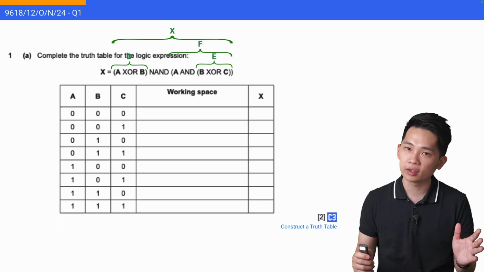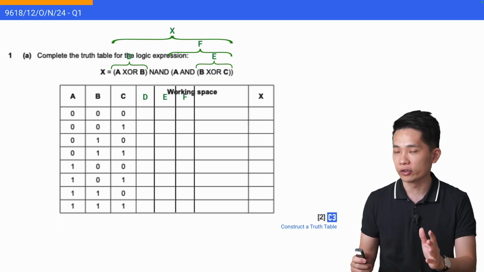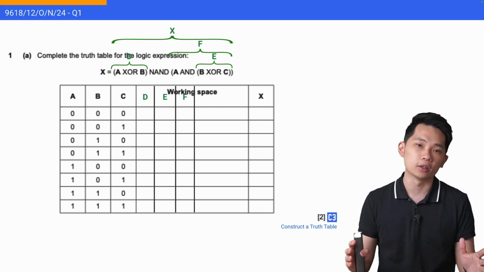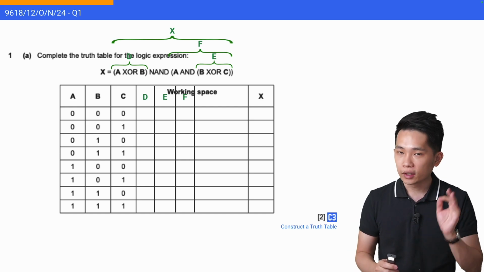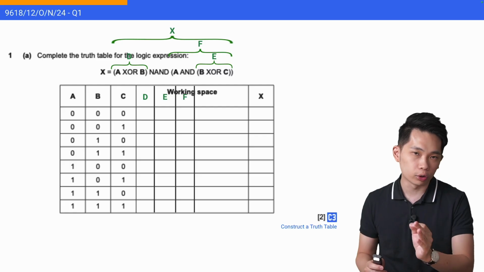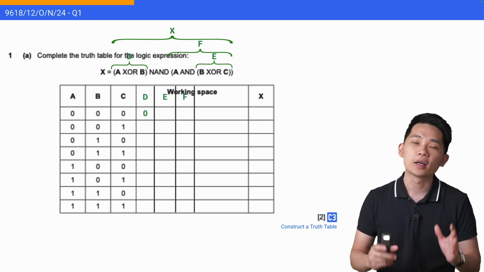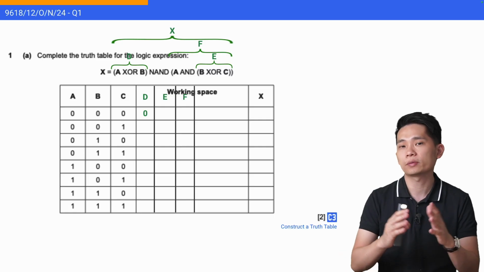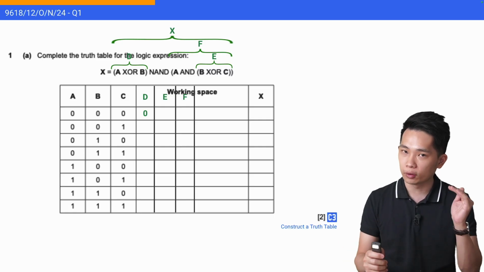So I will label D, E, and F first. The next step is straightforward. We just have to fill up all the intermediate states here. So let's start with the first row of D. D is equal to A XOR B. And since both A and B are 0, the state will be 0 here. Then we can just repeat the step for all the other rows for A XOR B. To save some time, I have filled up all the remaining rows here.